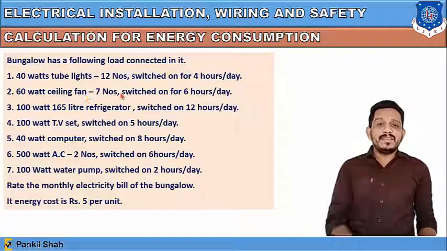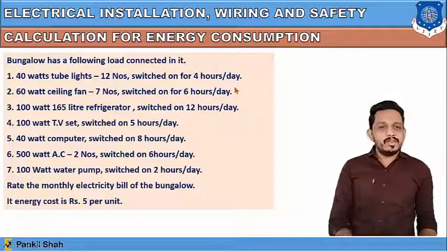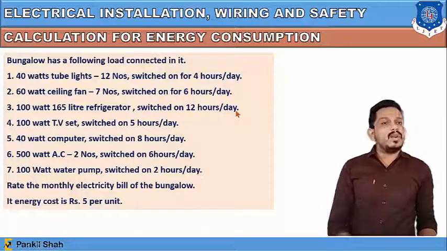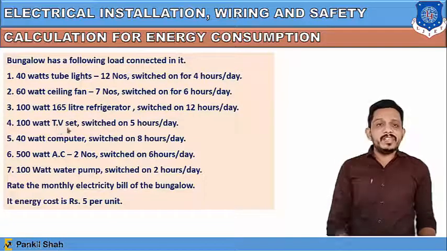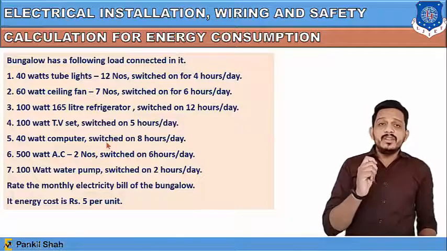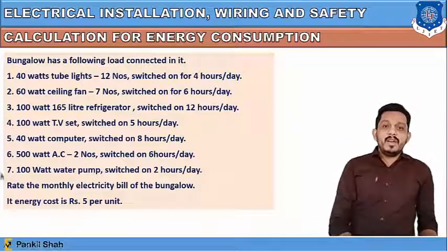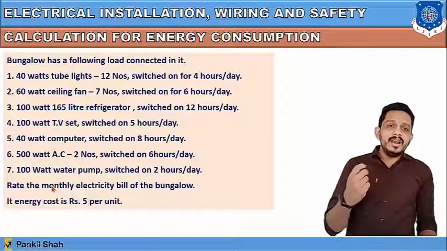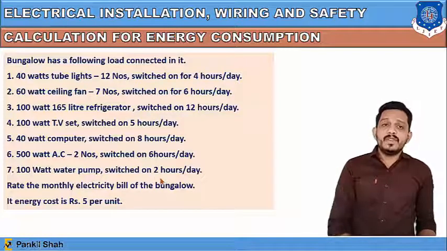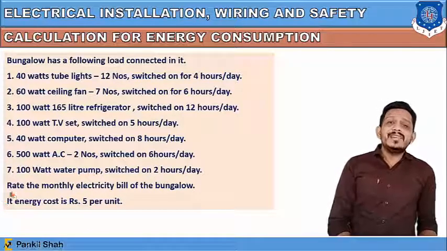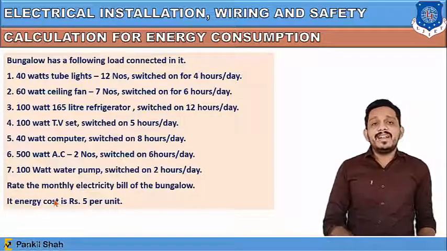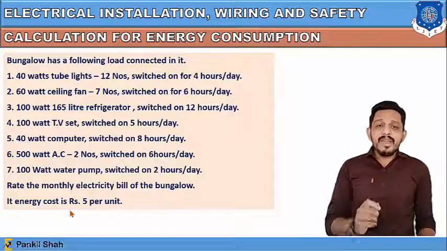Seven 60-watt ceiling fans, switched on for 6 hours per day. A 100-watt, 165-liter refrigerator, switched on for 12 hours per day. A 100-watt TV set, switched on for 5 hours per day. A 40-watt computer, switched on 8 hours per day. Two 500-watt ACs, switched on 6 hours per day. A 100-watt water pump, switched on for 2 hours per day. We have to calculate the monthly electricity bill of this bungalow, and we are taking the energy cost as 5 rupees per unit.